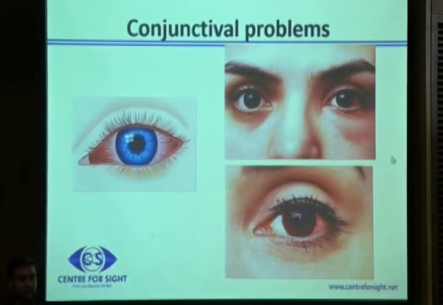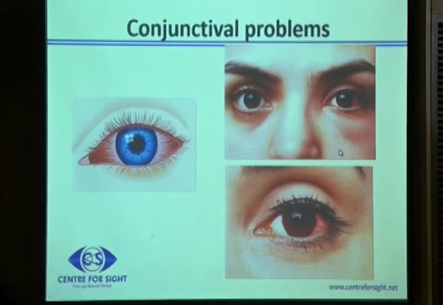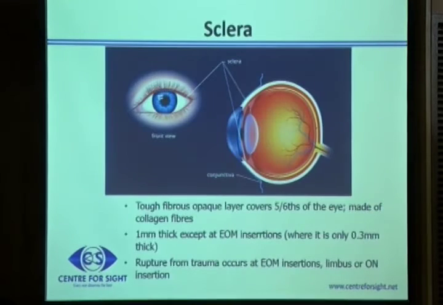So, paying a little more attention to the surrounding structures. Is there associated lid edema? Is there an associated discharge? Is there associated stickiness or matting of the eyelids? This will help us to possibly diagnose and treat them better.